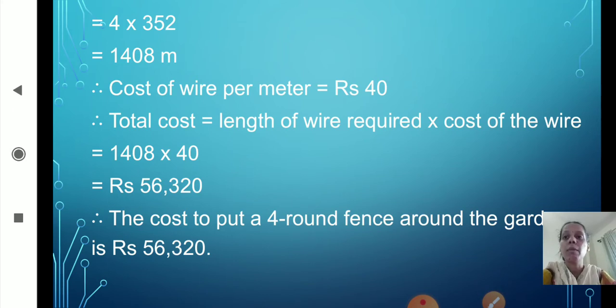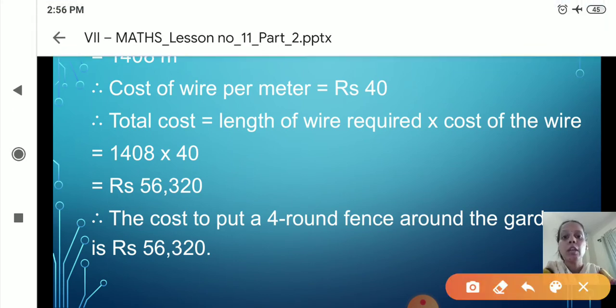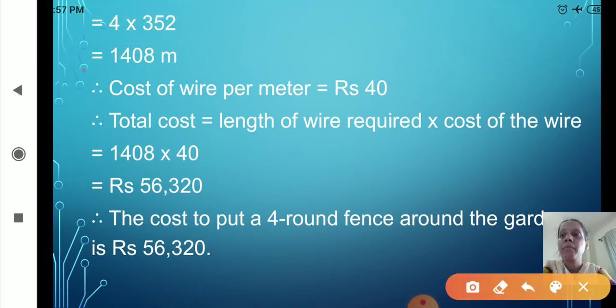So you will do the multiplication. 4 into 352. So the answer is 1408 meter. You will do this multiplication in your notebook. 4 multiplied by 352, the answer is 1408 meter. Now how much wire is required for the 4 round fencing? That is 1408 meter. Now in the question they have asked to find the cost of the wire which is required to put 4 round fencing.